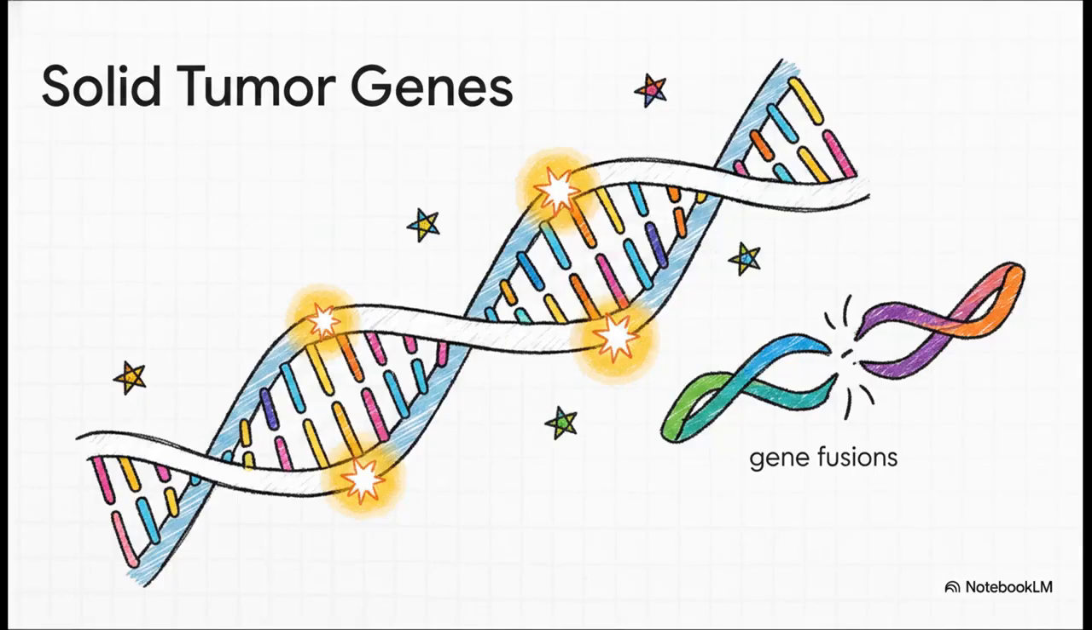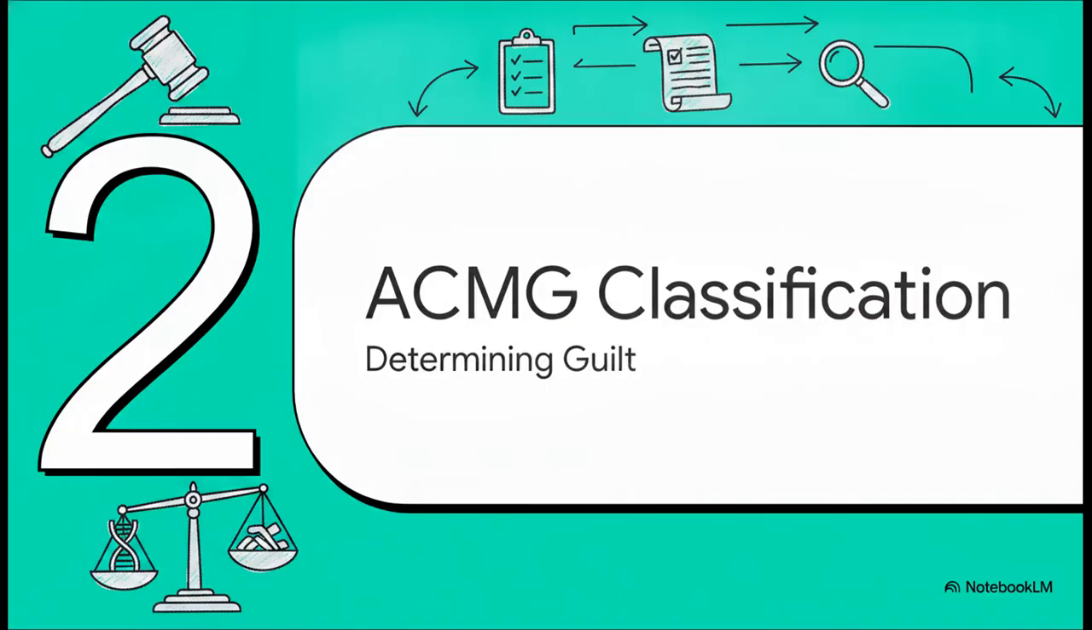When we're investigating solid tumors, our usual suspects often come from a pretty well-known list of genes. If you're looking at a solid tumor panel, you're going to see familiar names like EGFR, KRAS, and BRAF, alongside things like BRCA1 and 2. Understanding the specific hotspot variants, which, by the way, are just mutations that repeatedly occur at the exact same amino acid position, as well as gene fusions within these genes, is absolutely critical for our clinical reporting. Moving right along to step 2, ACMG classification.